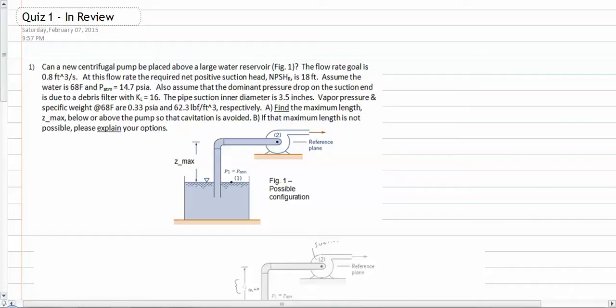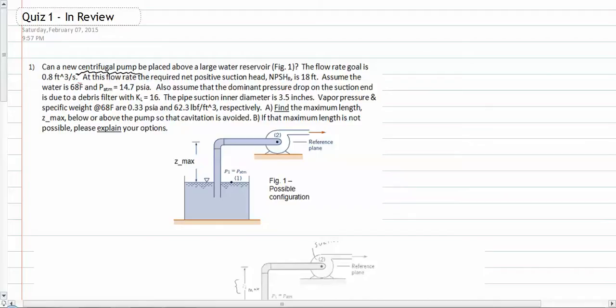Here's a look at quiz 1 in a step-by-step fashion. The overall goal of this particular quiz is to figure out whether or not a centrifugal pump can be placed above or below a large reservoir. So let's try to break this down.